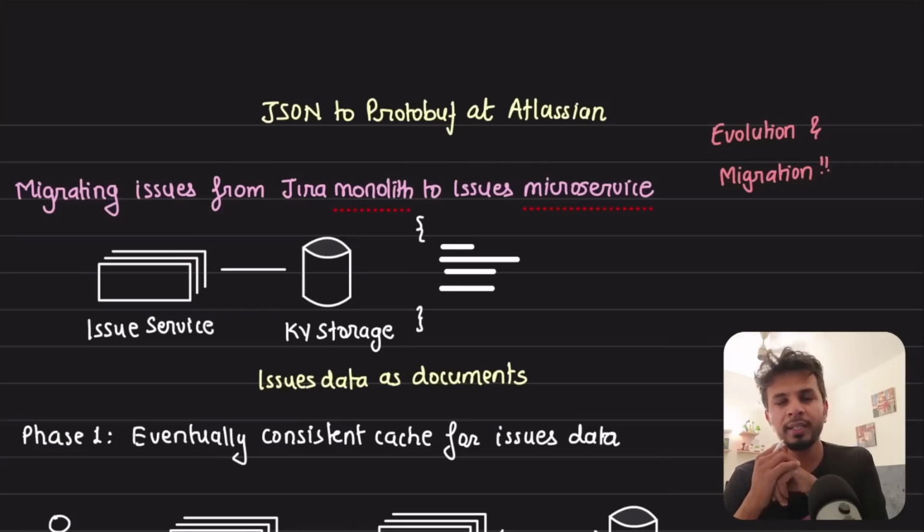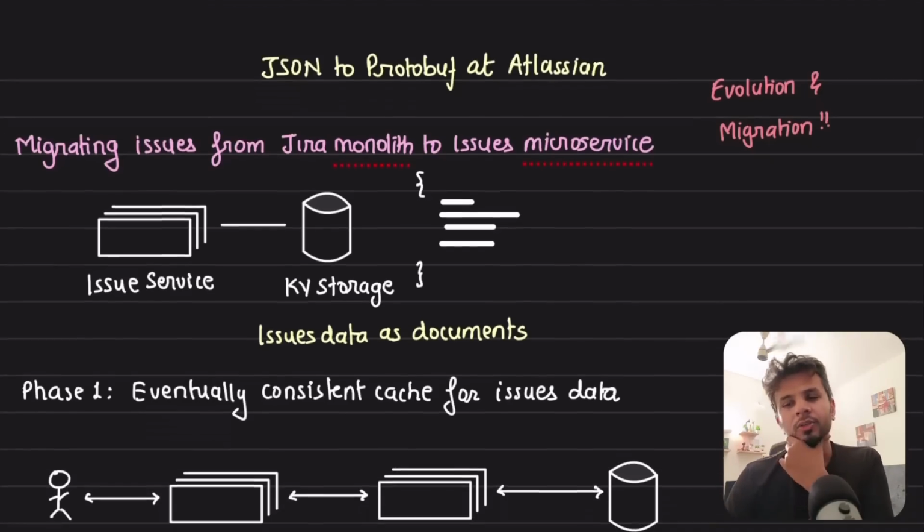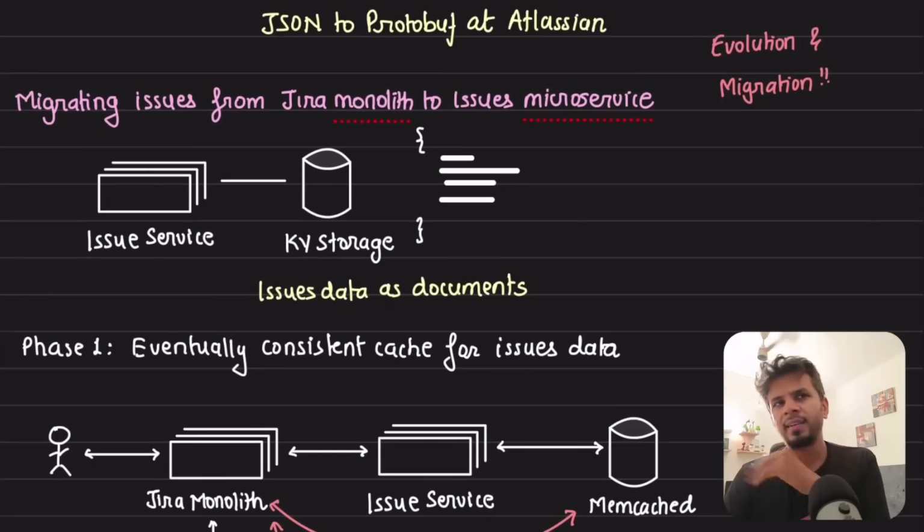The key insight you would get is how things evolve, and what it takes for you to migrate from one format to another when you do it in actual production. Okay, so let me set the context, and everything is taken from Atlassian's blog. I'll link it in the i-card above or below the description. You'll find the link.